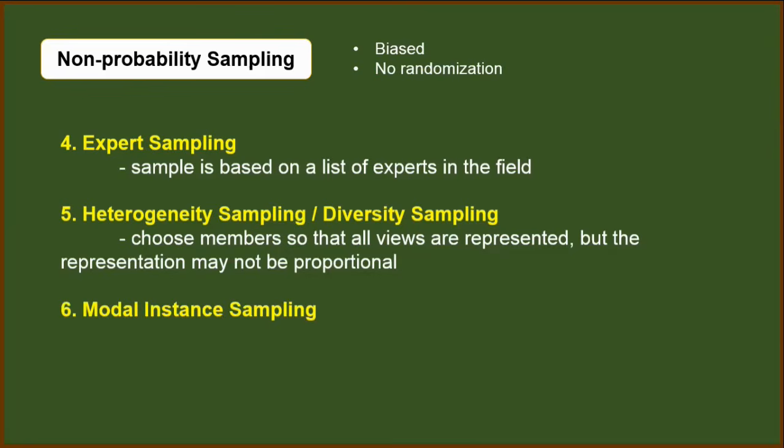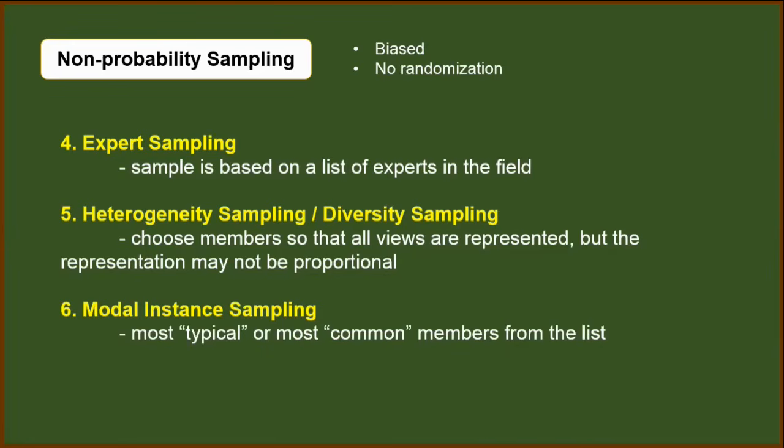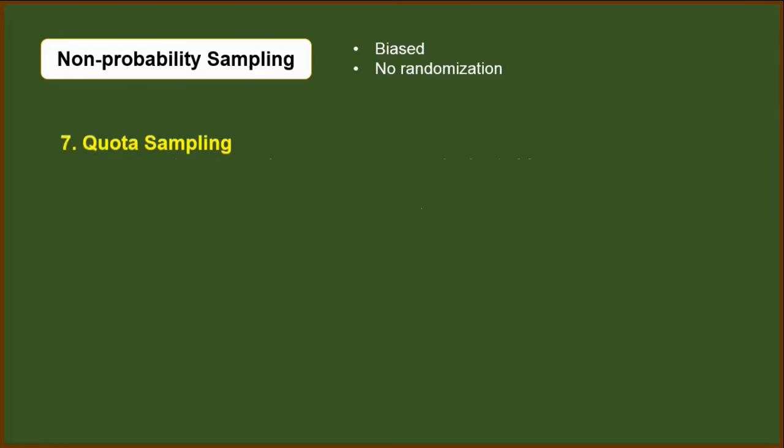Number 6 is modal instance sampling. It involves choosing only the most typical or most common members from the list. For example, a researcher wants to know the reason why people want to play video games. He also found out that the most common players are between 15 to 25 years old. With that being said, he will only choose the respondents whose ages are between 15 to 25 years old.